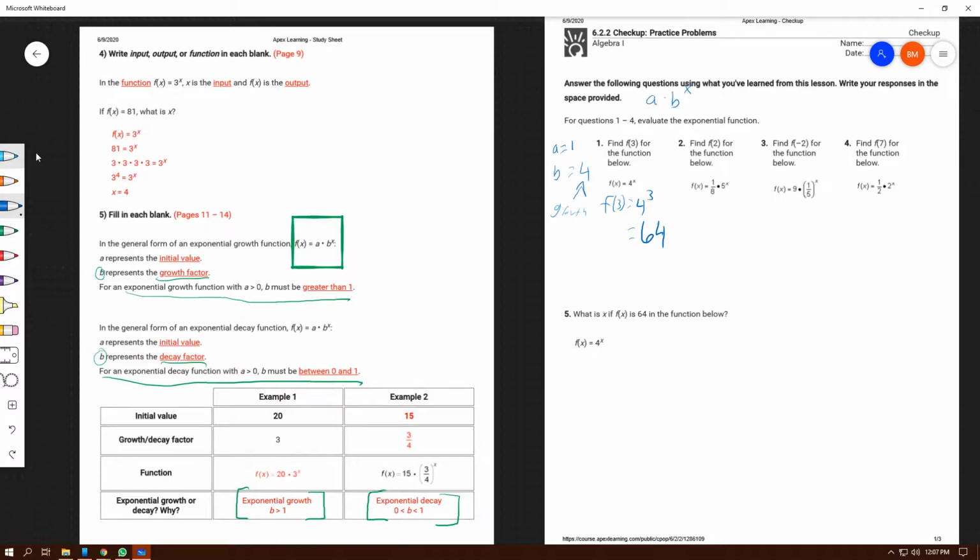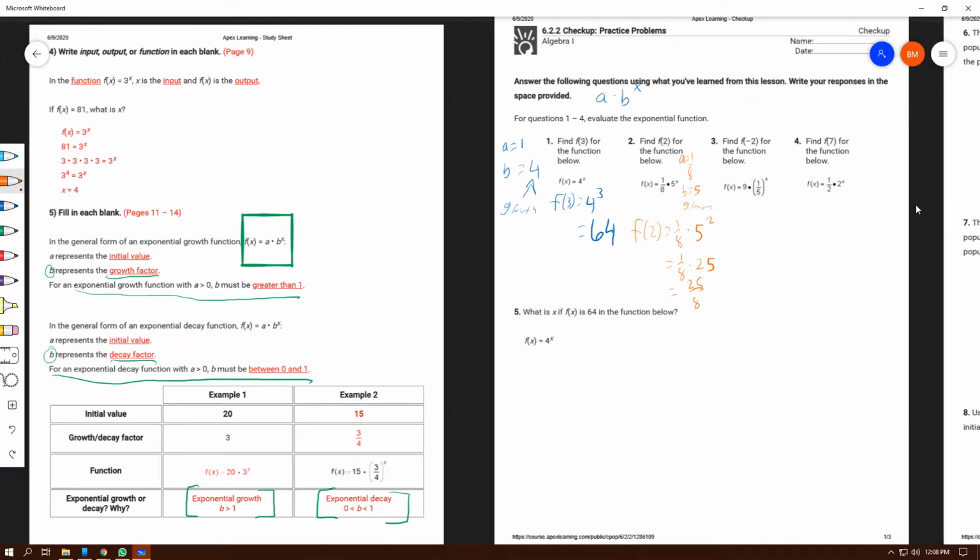Now if I switch it over to question 2, my a is 1/8, and my b is 5. Well, that b is 5, so that's growth, and that's all that matters to me. Now we have to find f of 2. So I know the 2 replaces the x, so that x becomes 2. And this is going to be 25/8. You can get a decimal answer, that's fine too. But the key is if they want us to evaluate, this is easy. I just plug the 2 in for x.